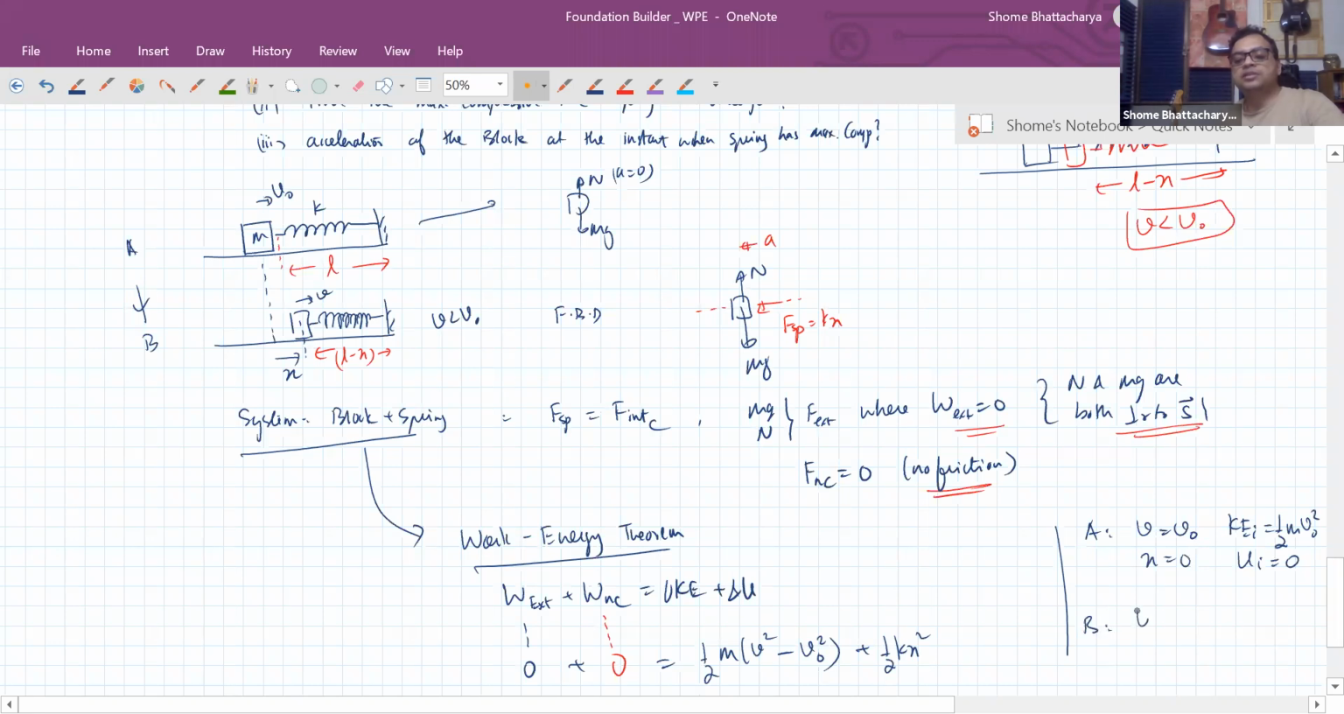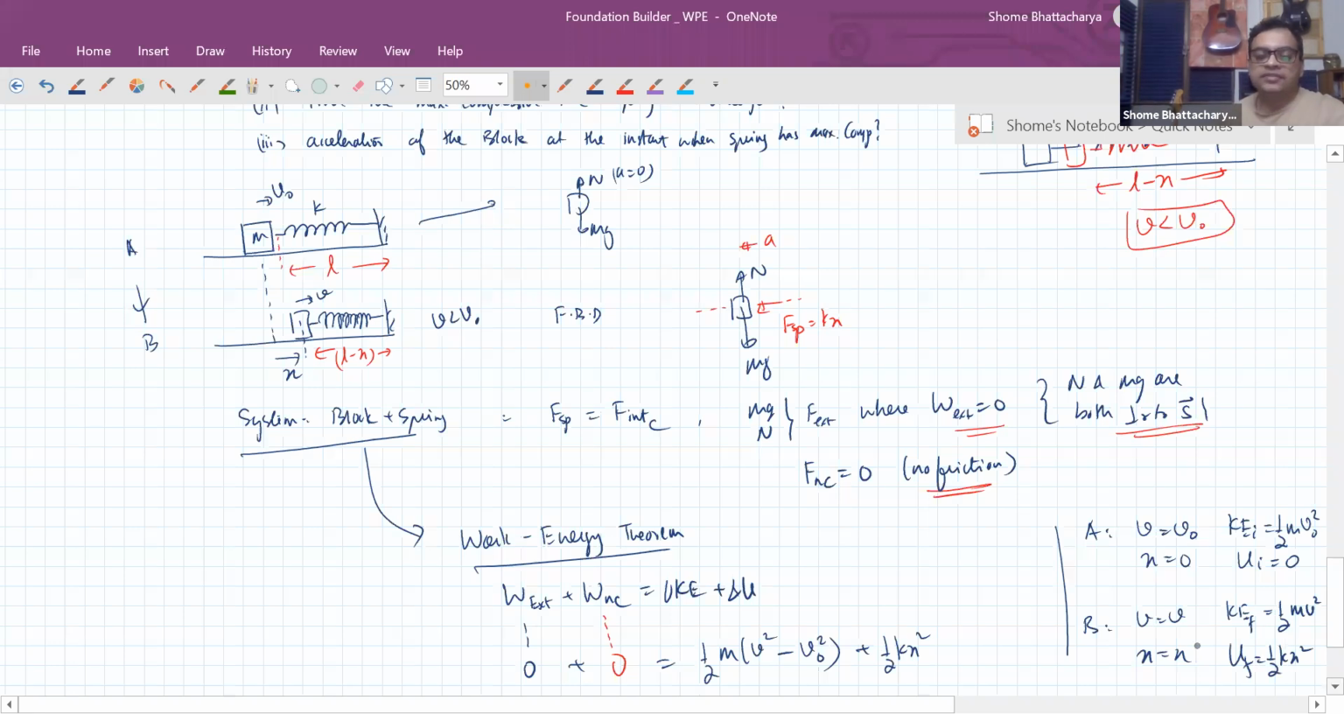In picture B, the speed of the block is v, so the kinetic energy is half m v square, whereas the spring is compressed by x. So the potential energy of the spring is half k x square, the final potential energy. So the difference in potential energy is plus half k x square, whereas the difference in kinetic energy is what we've written here: half m v square minus half m v naught square.